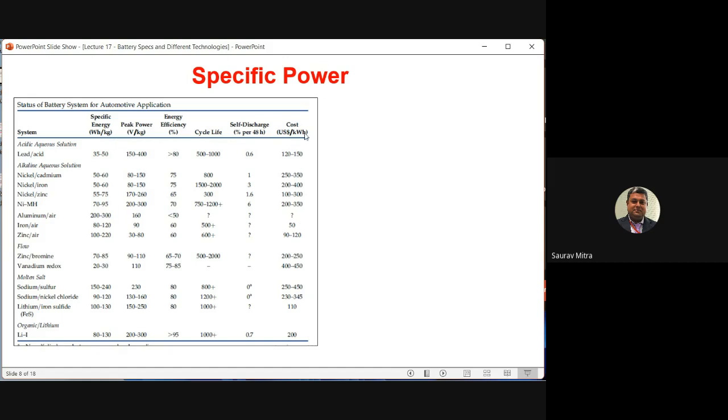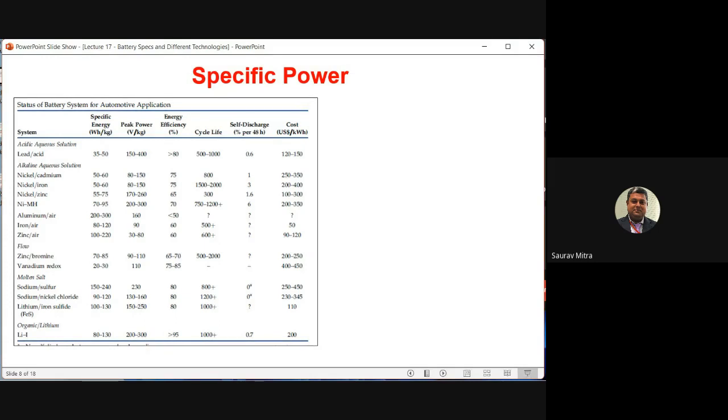Those of you who are joining this field of EV should remember all these parameters, because I can ask them in the exam. That is, if I want to check a battery, what parameters should I be looking for? Or if I'm going to purchase a battery, what parameters should I look for? One very important parameter is specific energy: depending on its weight, how much watt hour it will give. Peak power: depending on its weight in kg, how much power it will give. And what is the energy efficiency?